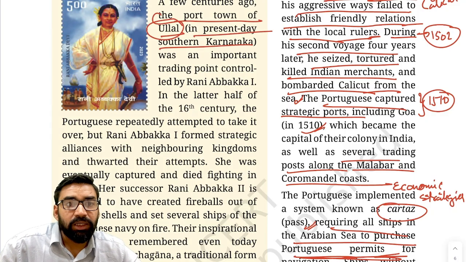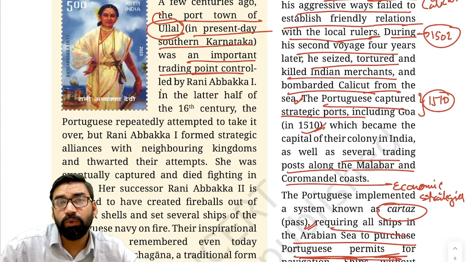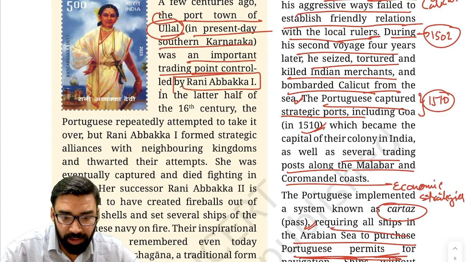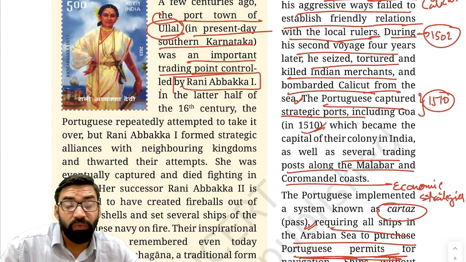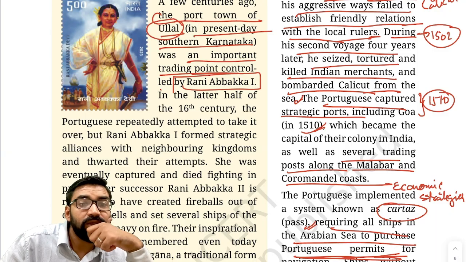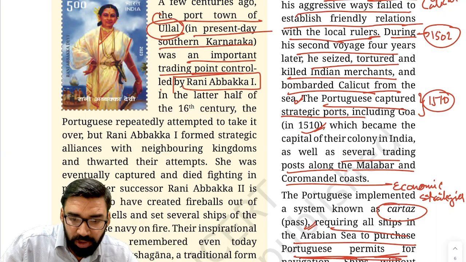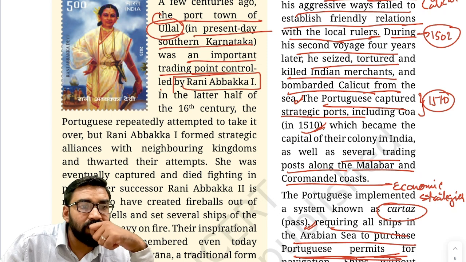Ullal, present day in southern Karnataka. It was the important trading point which was controlled by Rani Abbakka I. Ullal was controlled by Rani Abbakka I. Clear? Now, why she is important? She actually thwarted the Portuguese attempt through strategic alliances.